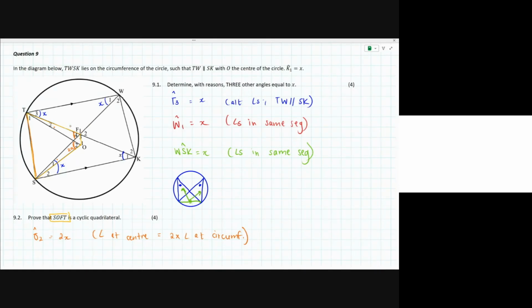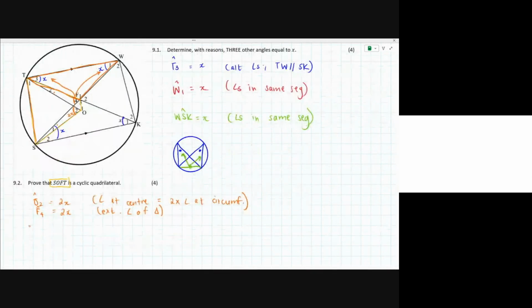And it does, because if you have a look here at this triangle TWF, F4 is an exterior angle, which means it's equal to the sum of the two opposite interior angles. So F4 is also equal to 2x because of exterior angles of triangle. And so I have proven that my angles in the same seg are equal, O2 and F4, because they both equal 2x. And so therefore SOFT is a cyclic quad because converse angles in same seg.